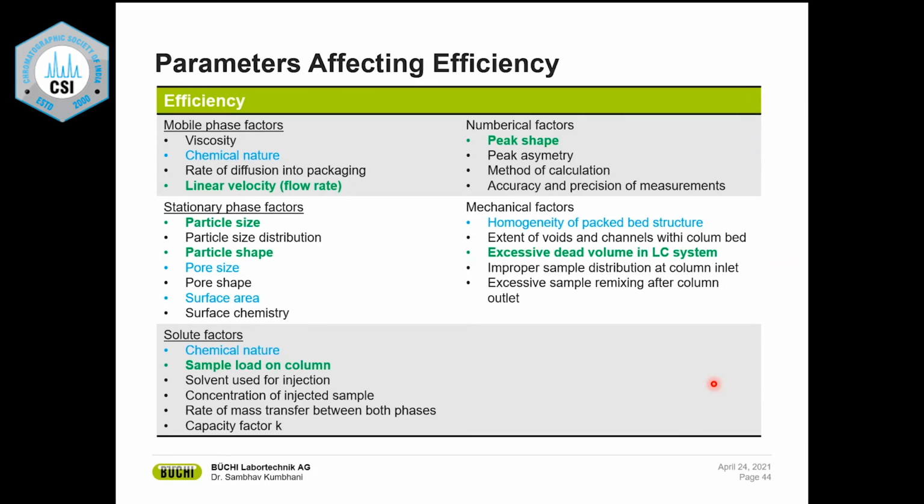Other factors are peak shapes. Depending on the peak shape, you can understand what is wrong in your chromatography and adjust that particular parameter to improve your efficiency. And some mechanical factors also come into the picture, like I mentioned, dead volumes. Because you have a pulsed flow, then you will have a dead volume, which is going to affect your efficiency. So you can improve that by switching to a pulsation free flow and things like that.